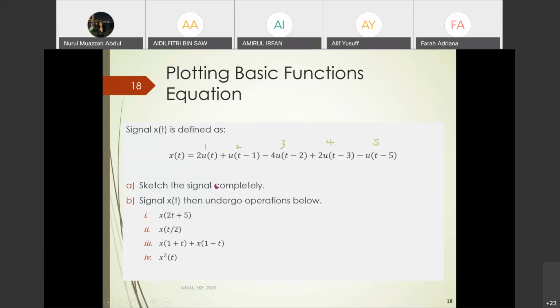Can you do it first? Can I give you 5 minutes to do it, and then anyone volunteer to draw on the screen so that we can see your solution together? Okay, I give you 5 minutes to try to sketch this signal. This is only unit step functions, so it should be very easy.